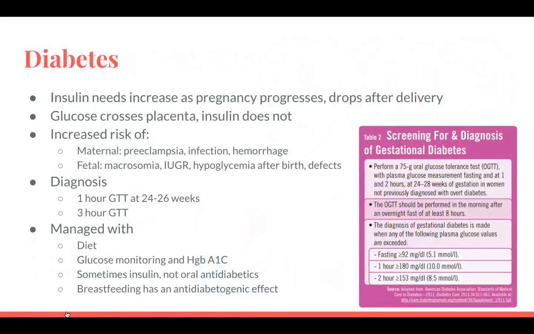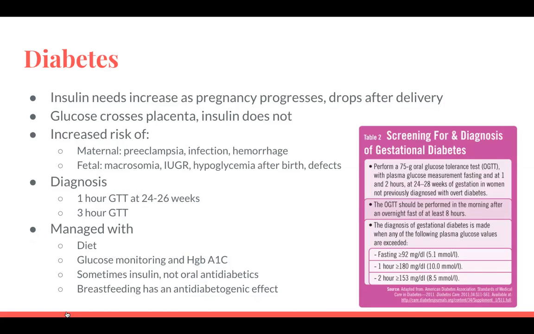All right, diabetes. Insulin needs increase as pregnancy progresses, and drop after delivery. Glucose crosses the placenta, insulin does not. With diabetes, you have an increased risk for preeclampsia, infection, and hemorrhage. For the fetus, you have an increased risk of macrosomia. I've seen this in the clinical setting. If the mom has maternal diabetes or gestational diabetes, you will see macrosomia and hypoglycemia. Intrauterine growth restriction is probably there too, but the macrosomia and hypoglycemia I did see for myself, so that is very common.